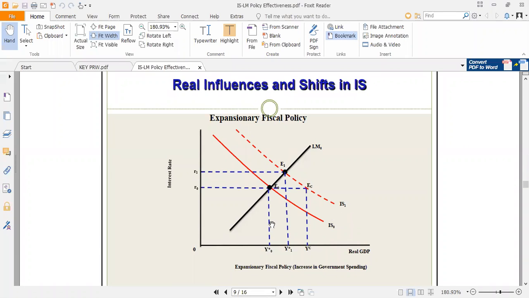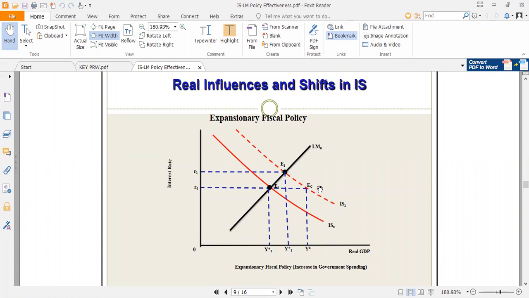Okay, so the increase in government spending or the reduction in tax caused the IS curve to shift from IS0 to IS1. And this is causing an increase in interest rate. So our new equilibrium is E1 with the equilibrium income at Y1 star.